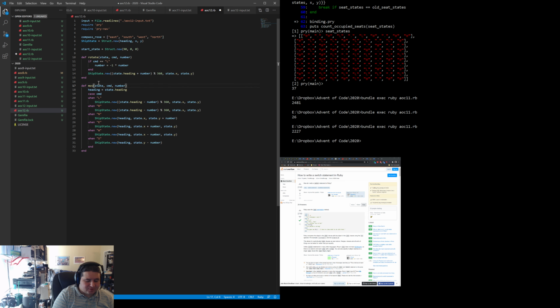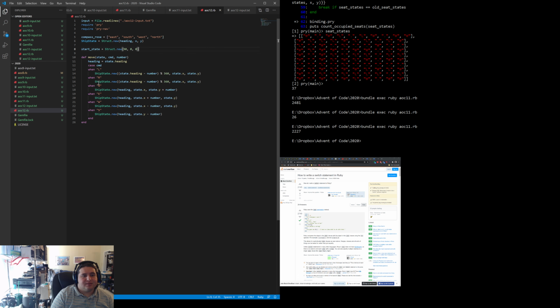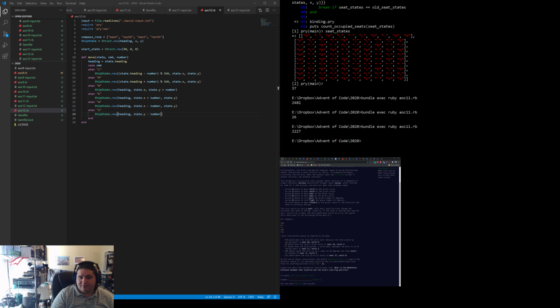I realize that having multiple switch case statements across multiple functions just doesn't quite make sense. And then the last one is the one that's supposed to be tricky, right? Forward. L, R, yeah. NEWS, LR, and forward. Okay. The heading stays the same.